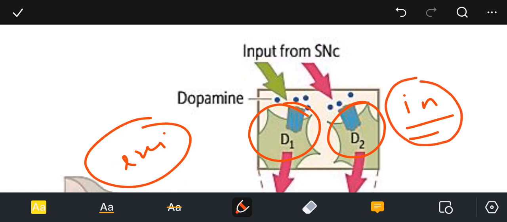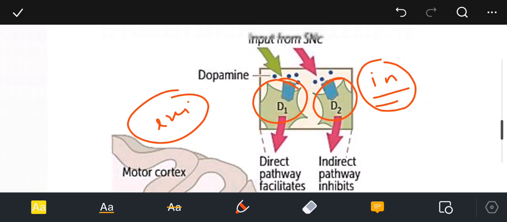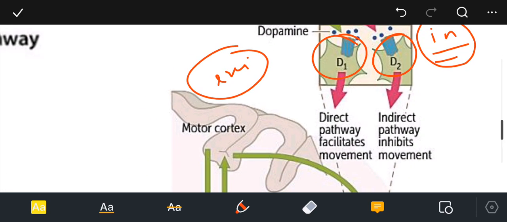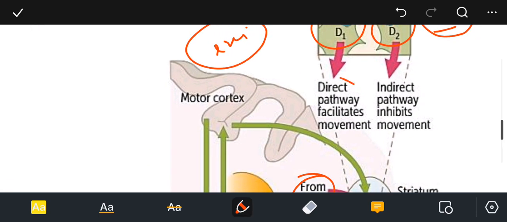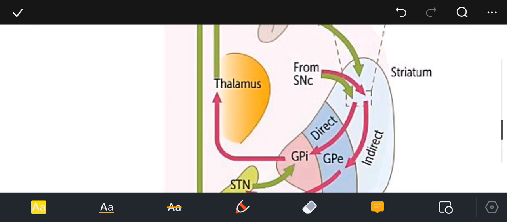Firstly, the dopamine that is coming out of the substantia nigra will act on the D1 receptors in the direct pathway and D2 receptors in the indirect pathway. Secondly, now here you can see that the direct pathway always facilitates the movement while the indirect pathway inhibits the movement. Now, as we have already talked about the direct and indirect pathway, now let's put the whole picture together.